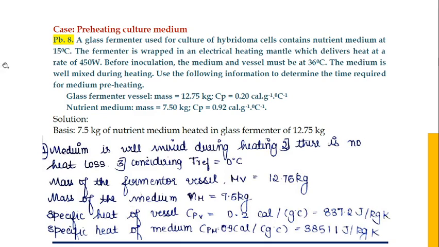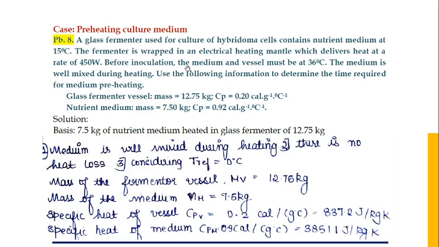The current temperature of the liquid is 15 degrees Celsius. In fact, along with the fermenter also; the fermenter also has the same temperature. The fermenter is wrapped in an electrical heating mantle which delivers heat at a rate of 450 watt. So this fermenter is surrounded with the heating mantle, an electrical heating mantle. It delivers some energy, it's 450 watt. In fact, that heats up the fermenter as well as the liquid inside the fermenter.